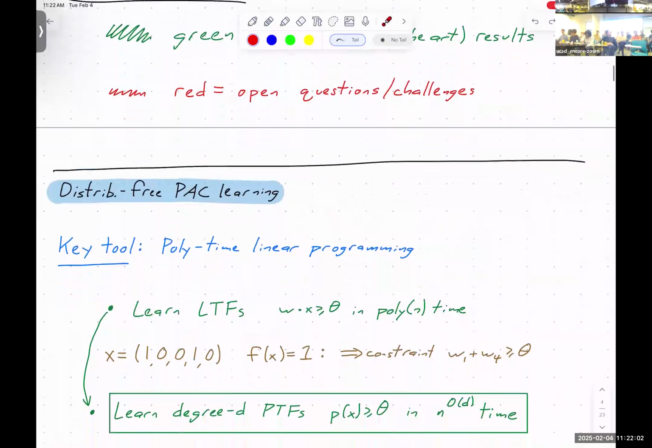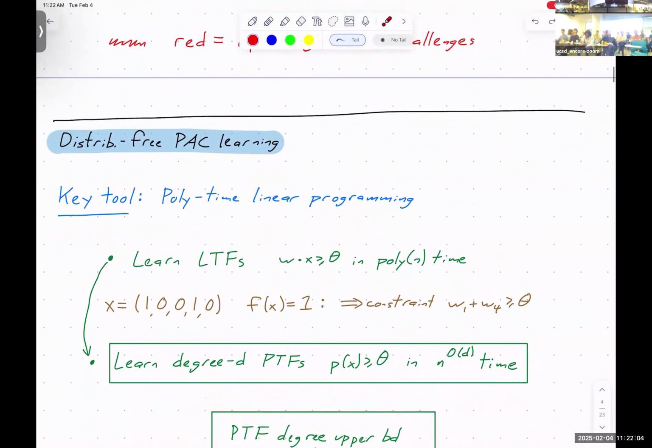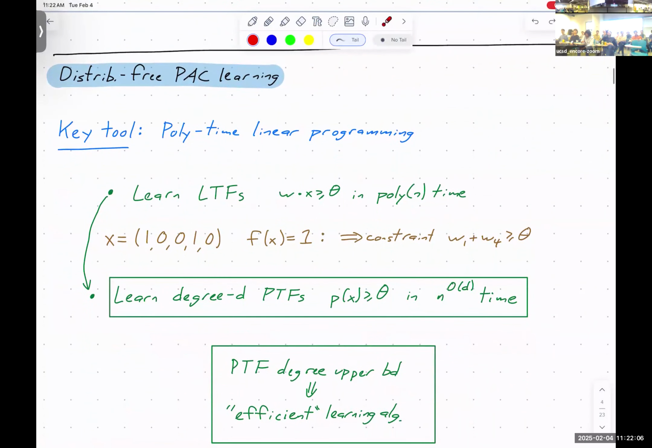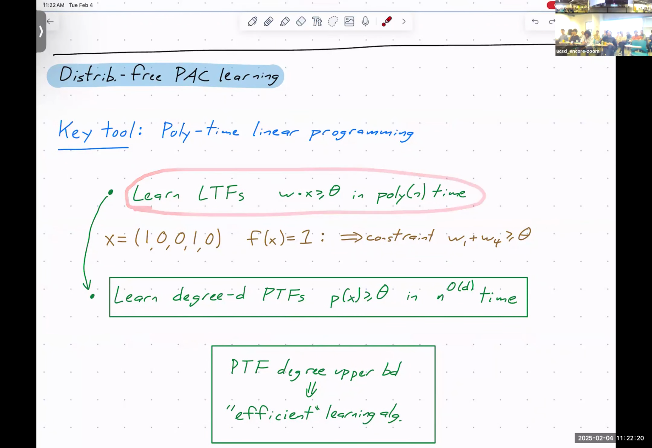Okay, so first model, distribution-free PAC learning. If you had to go to a desert island with one distribution-free PAC learning algorithm, you would definitely want it to be polynomial time linear programming. This is a powerful algorithm. It gives us state of the art for a bunch of concept classes. In particular, it tells us that you can learn linear threshold functions, functions of the form: is w dot x greater than or equal to theta, one if that's the case, and zero if that's not the case. You can learn functions like this in polynomial time.